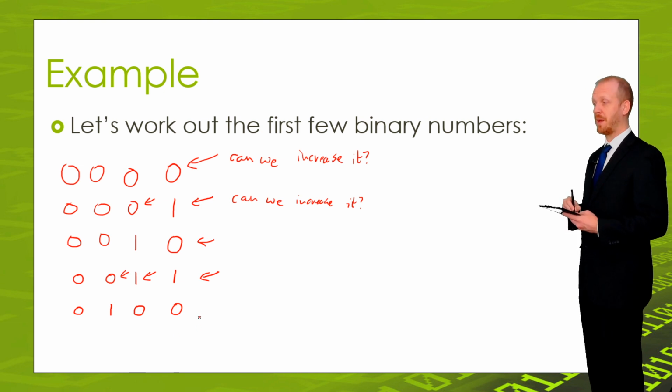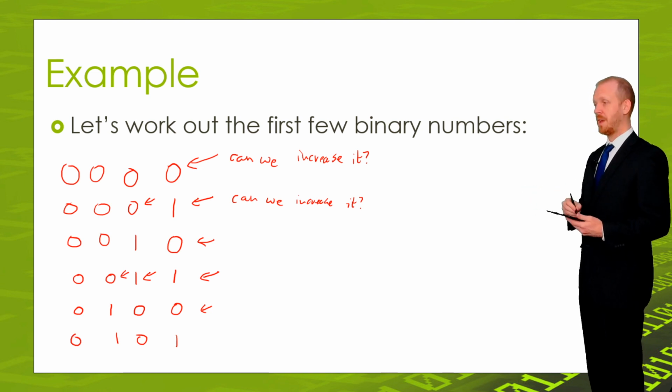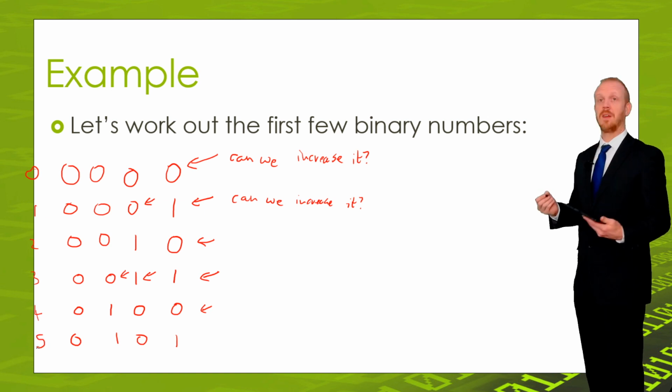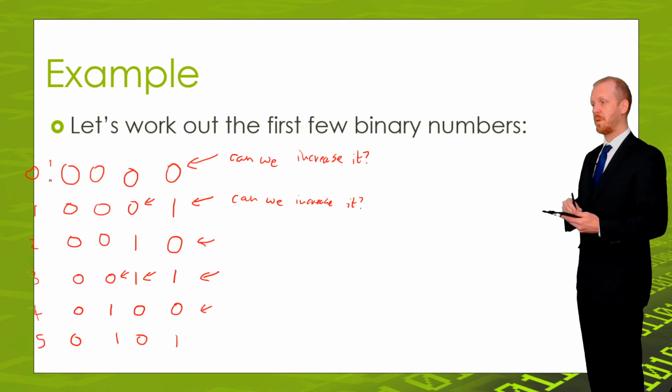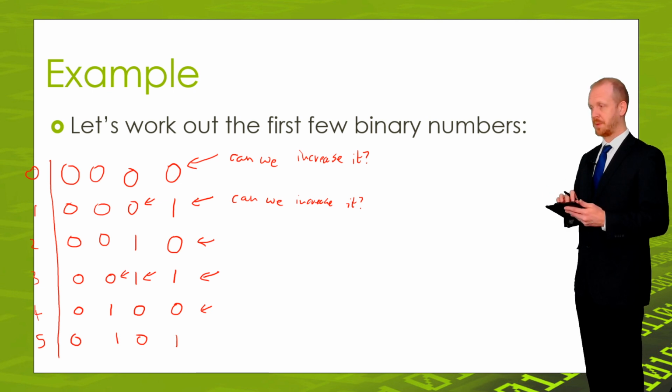And then the next number, we check, can we increase this one? Yes, we can, so it becomes a 1. Everything else stays the same, and that's the next number. So those are the first 6 binary numbers. That top one actually represents 0. So that's 0, that's 1, that's 2, that's 3, that's 4, and that's 5. That's how we count using binary.